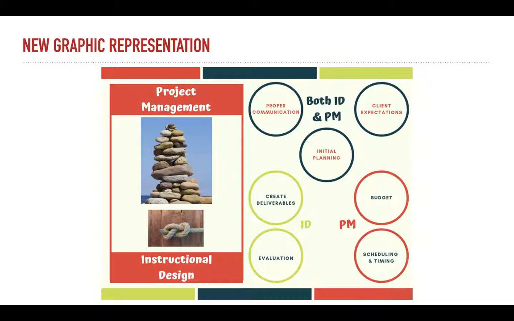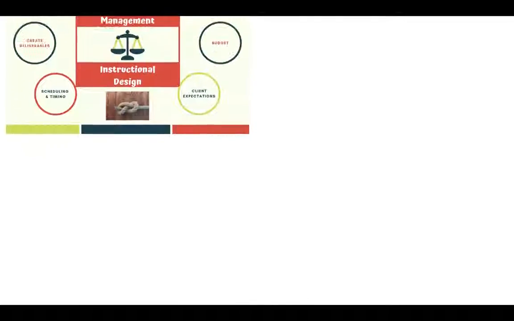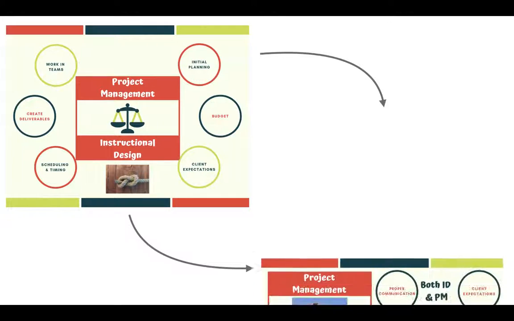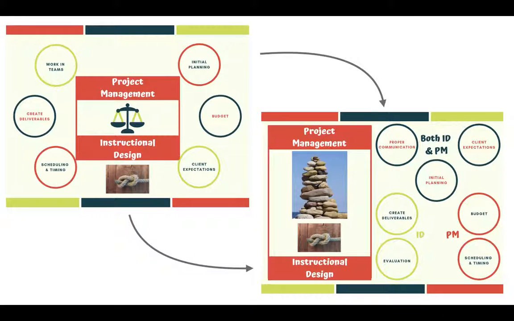Over on the right side, you can see how, from the original design, where I just had those 6 terms moving around the center, in the new design I split them a little bit more. I felt that communication, initial planning, and client expectations were huge parts of both instructional design and project management, while the deliverables and evaluation fell a little more towards the ID side, and the budget and the scheduling and timing were a little more towards the PM side.